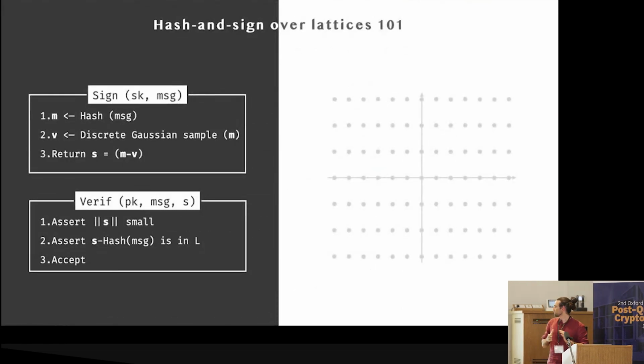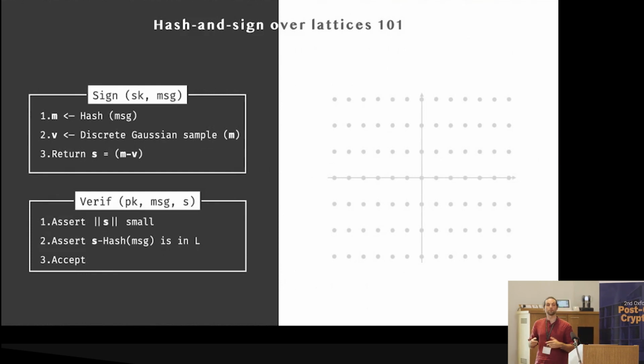So now, still on the recap, let me give you a brief overview of hash and sign. You can see the pointer, yes? Okay, cool, awesome. So you saw this morning there were basically two categories of signatures: hash and sign, and the Fiat-Shamir transform. Let me give you a brief overview of how you construct hash and sign over lattices, which is basically the lattice version of RSA.